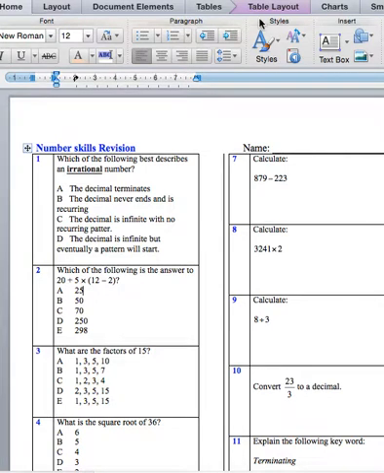Hi, this session is on our number revision worksheet. I'll be going through most of these questions, and if there's anything you're not sure about, please make sure you go to that specific question or watch the whole thing if it helps.